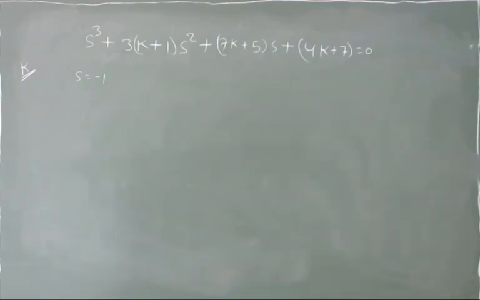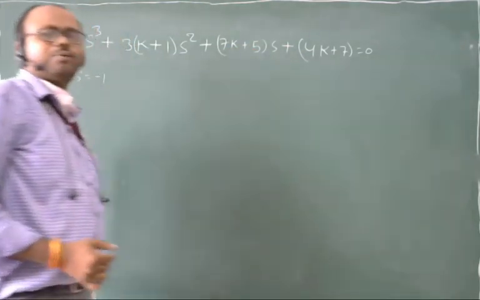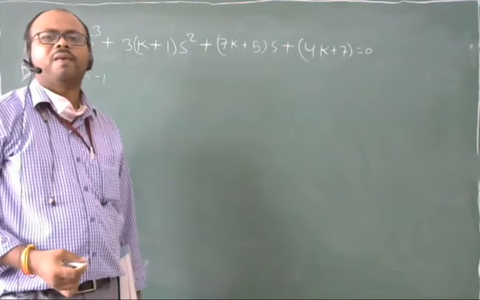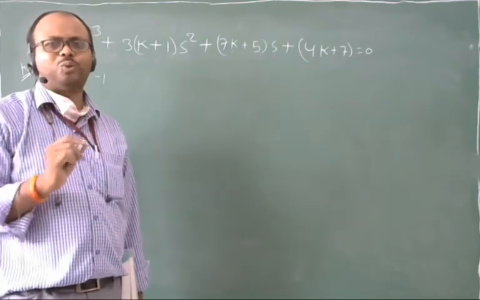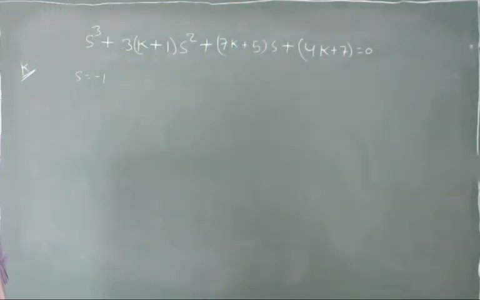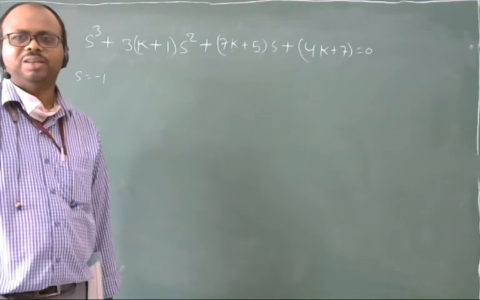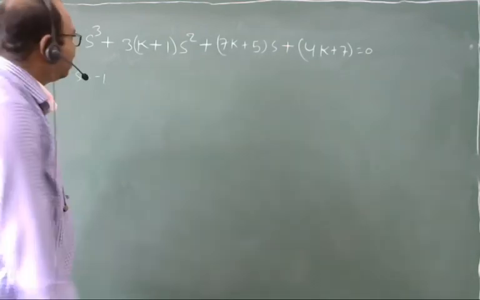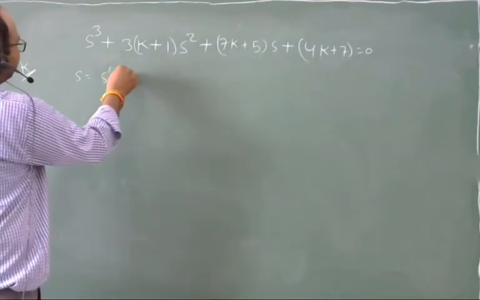The two types of relative stability are combined here. One, we have to find the range of k such that the system is stable. And second, we have to find whether the roots are more negative than S is equal to minus 1. Means we have to first change the center, and for this replace S by S' minus 1.